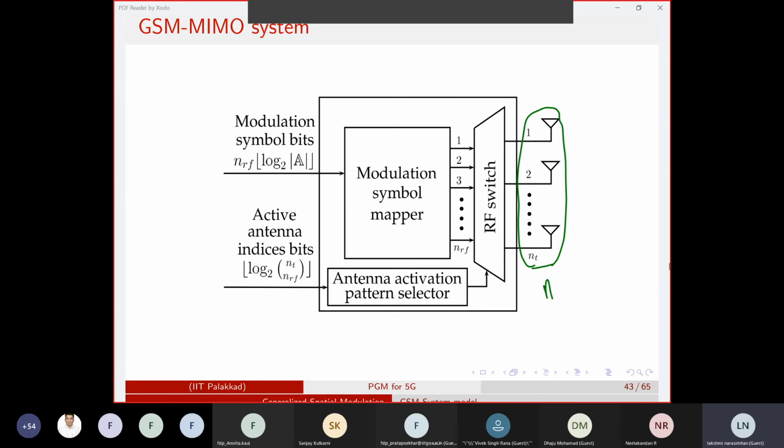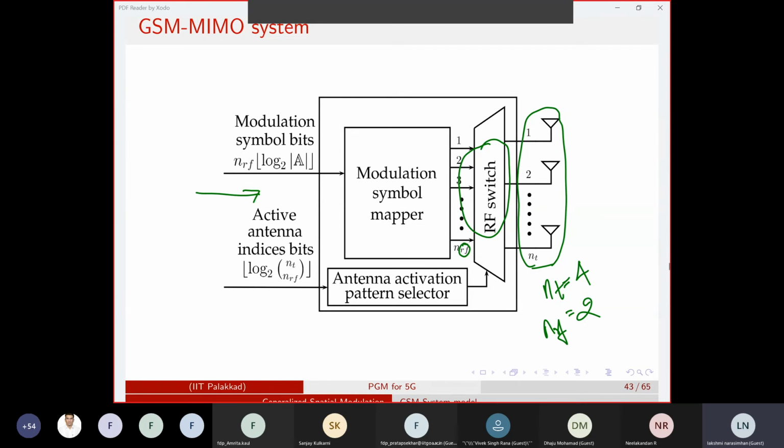For example, if we had NT equal to 4, then at any point of time, only some subset, let's say that subset size is 2, what is known as NRF here, that is RF chains. This NRF represents RF chains, that there are only 2 RF chains here. So at any point of time, only 2 of these antennas are active. Which 2 are active depends upon the input bit.